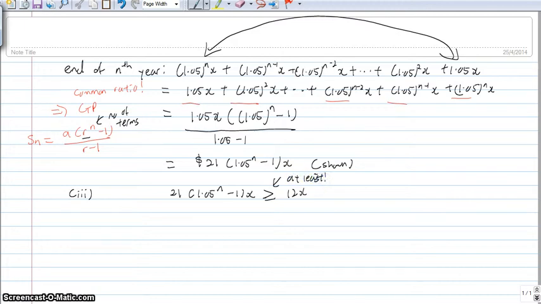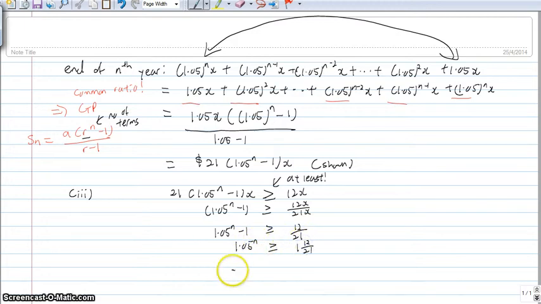So with this, I'm just solving an inequality, which shouldn't be that difficult. So here I see x on the left and on the right. Alright, so I have 1.05^n minus 1 greater or equal to 12x divided by 21x. So that gives me 1.05^n minus 1 greater or equal to 12 over 21. So next, I bring the 1, right? I plus 1 to the left, plus 1 to the right. So I have 1.05^n greater or equal to 1 and 12 over 21.